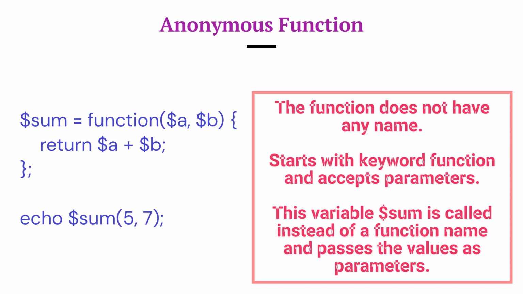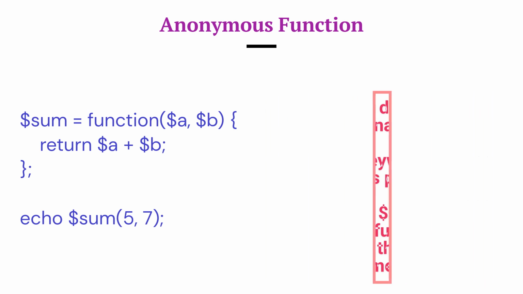The function that does not have a name is called an anonymous function. This is also called closures. Here is an example. In this example, the function we are using does not have a name. It starts with function and accepts the parameters as usual. It returns the value after adding the two values. It returns the value to a variable $sum. This variable $sum is called instead of a function name and passes the values as parameters.